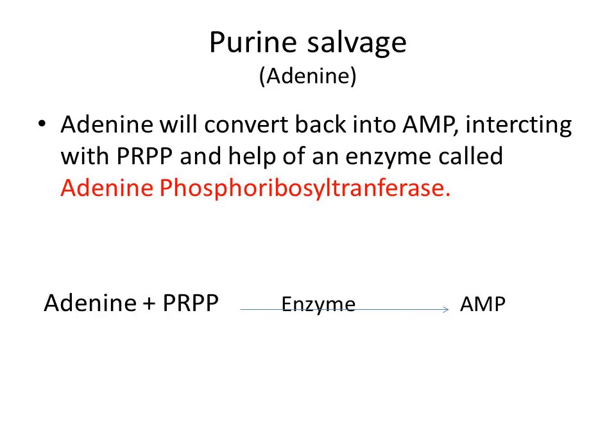Adenine has a different pathway than guanine and hypoxanthine. Adenine will convert back into AMP, interacting with the same PRPP and with the help of an enzyme called adenine phosphoribosyl transferase. Here you can see the reaction.